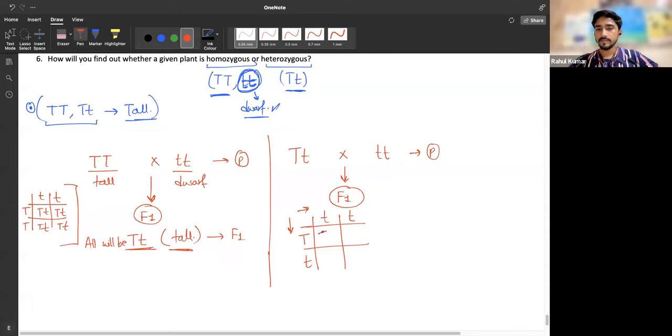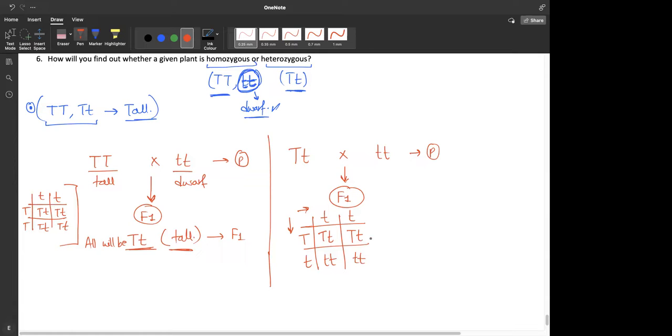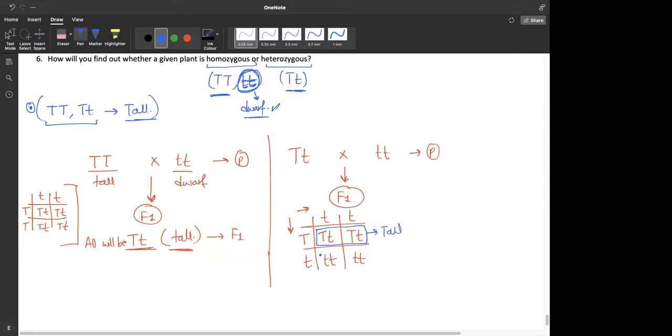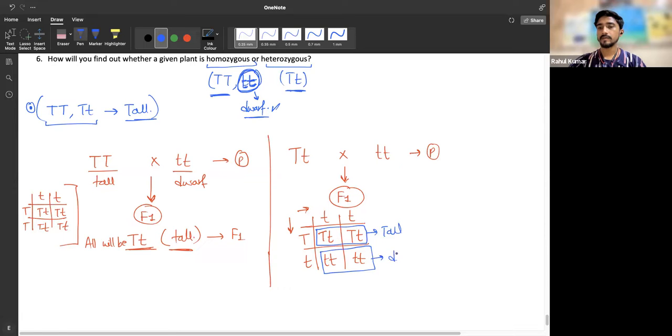This one will be capital T and small t, this one capital T and small t, this one small t and small t, and small t and small t. So what is the phenotype? Two of them are tall, right? The rest are dwarf. So the phenotypic ratio will be 2:2 for tall and dwarf. If the parent is heterozygous and you cross it with a homozygous recessive parent, in the next generation you will get half tall, half dwarf.